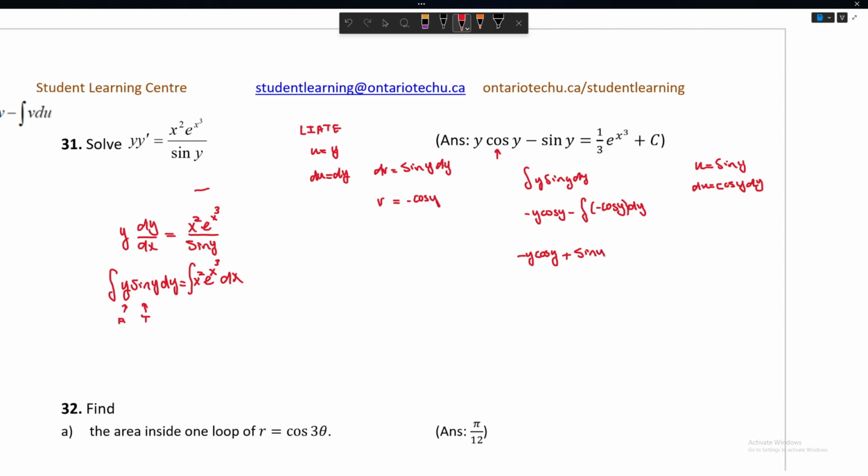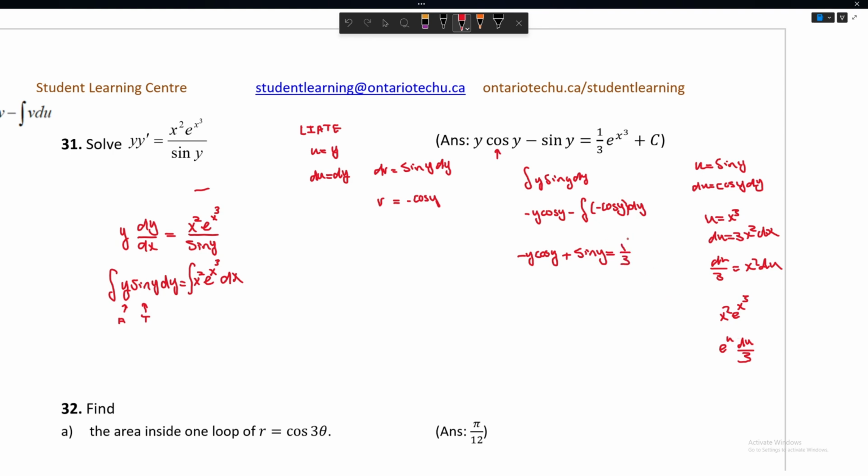My right side is the integral of x squared e to the x cubed. This is a simple u sub. U equals x cubed, du equals 3 x squared dx. Take 3 to the other side, du over 3 equals x squared dx. So my integral of x squared e to the x cubed will turn into e to the u du over 3, and I'm going to take a 1 over 3 out of the integral.